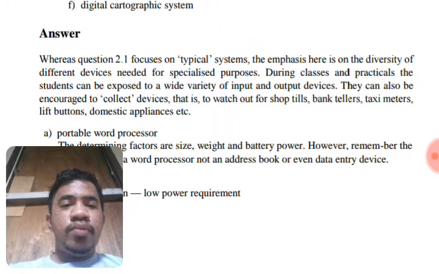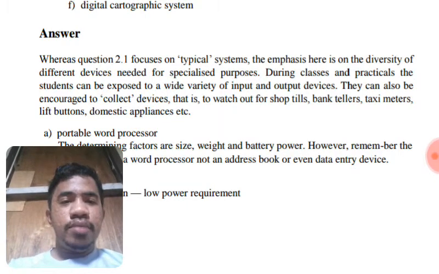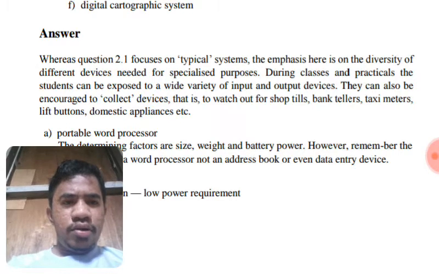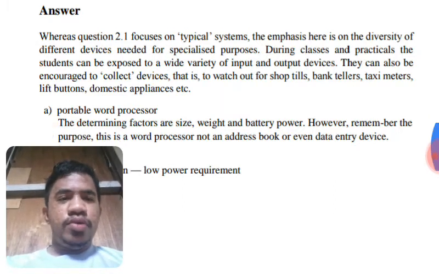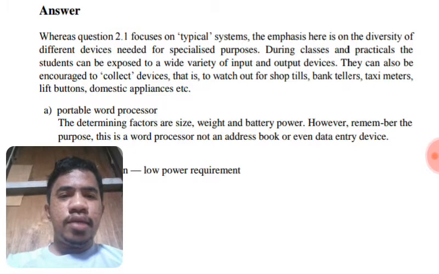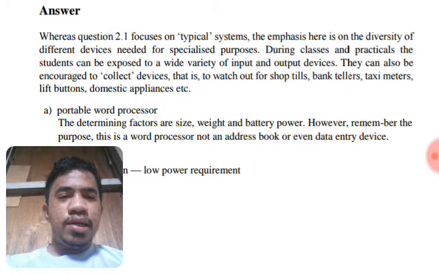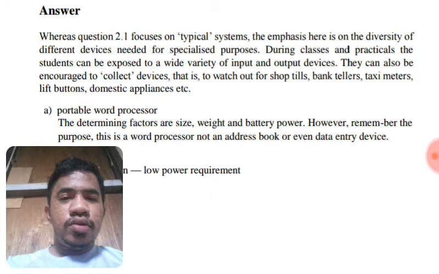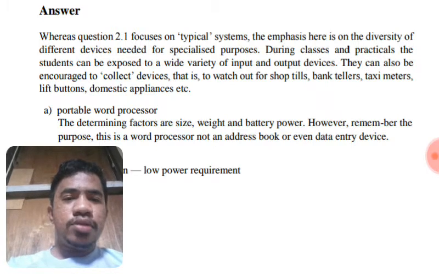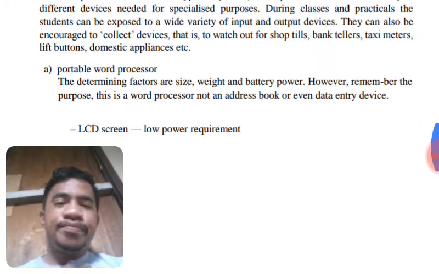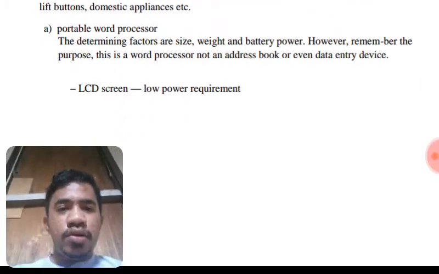Answer. Where question 2.1 focused on a typical system, the emphasis here is on the diversity of different devices needed for specialist purposes. During classes and practicals, the student can be exposed to the wide variety of input and output devices. They can also be encouraged to collect devices, that is, to watch out for ticket machines, bank teller machines, taximeters, lift buttons, domestic appliances.